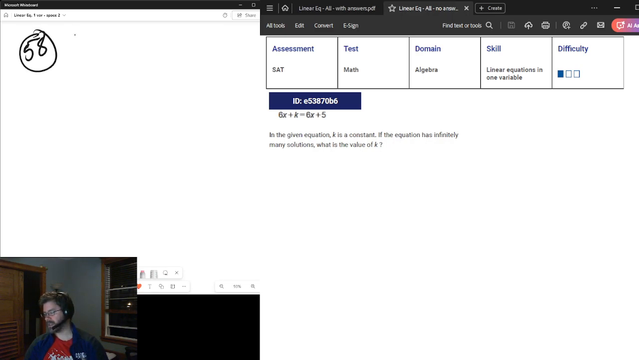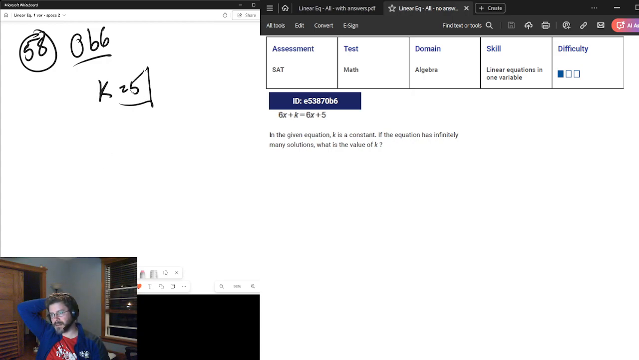All right, 58. We got OB6. Got 6x plus k, 6x plus 5. Without reading the question, we can predict that this might be an infinite solutions or no solutions question. Infinite solutions means k is 5. No solution means k is anything other than 5. There's infinite solutions, there we go. So k is 5.